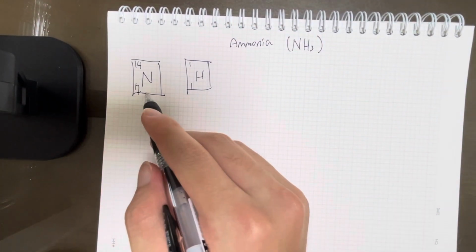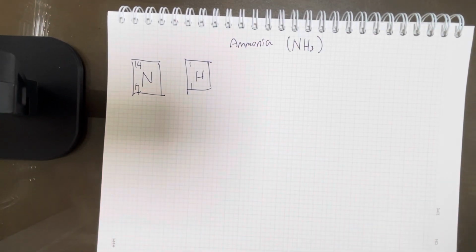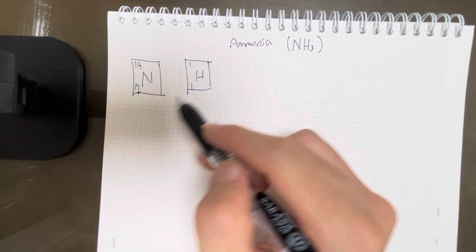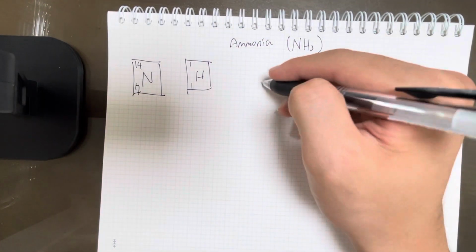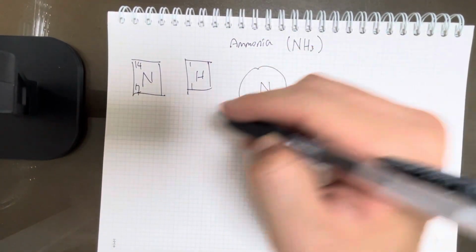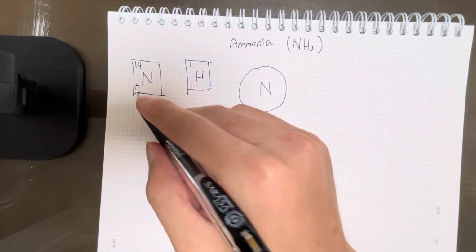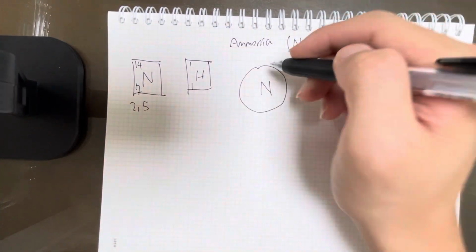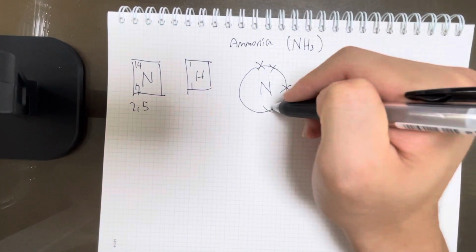Remember, the atomic number tells us the number of protons, but unless the atom is charged, the number of protons and electrons are equal. So this nitrogen atom is going to have 7 electrons and hydrogen is going to have 1. So if we draw a dot and cross diagram for nitrogen, we're only going to draw the outermost shell, by the way. So the first shell is going to hold 2, so the second shell should hold 5, right? So 1, 2, 3, 4, 5.